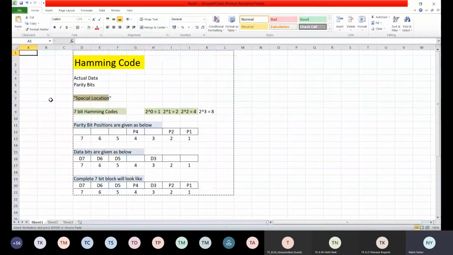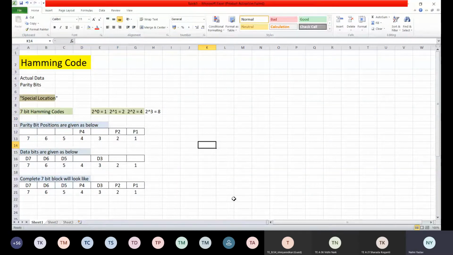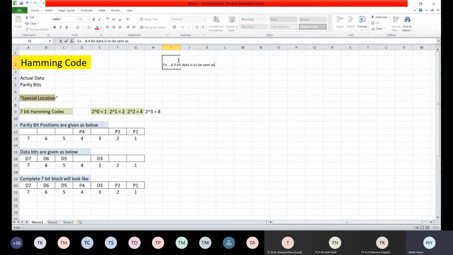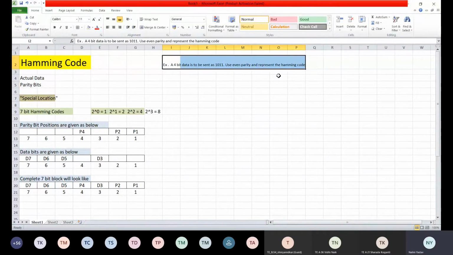So we'll look at an example now. We'll take the example on this side. This was related to the theory part of how the data bits will come and how the parity bits will come. Now, say the exercise given to me is a 4-bit data, 1011, to be sent. Now use even parity and represent the Hamming code. Understood all of you?